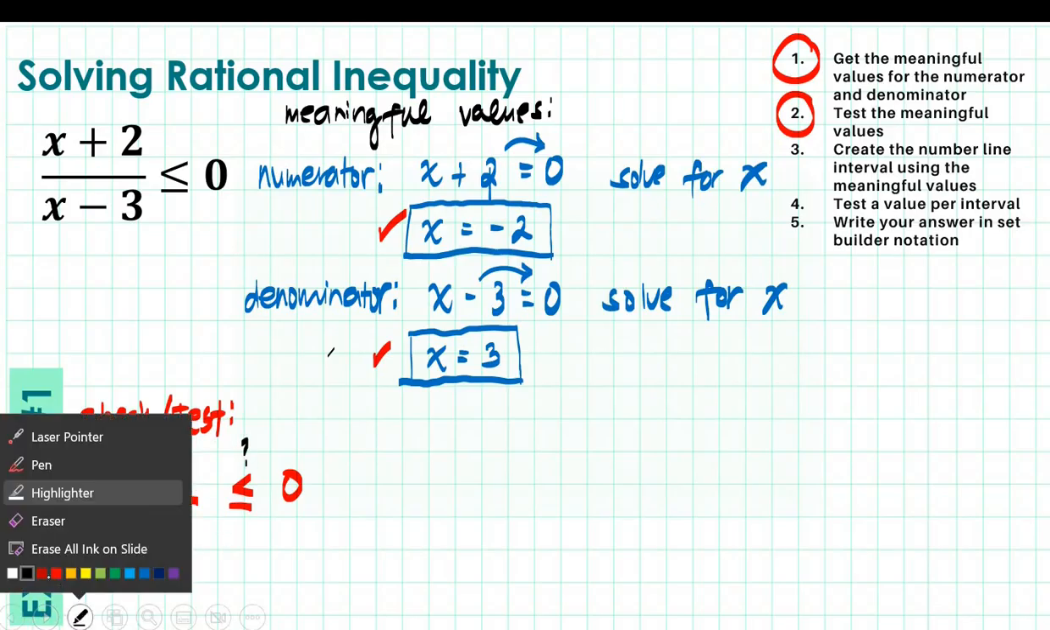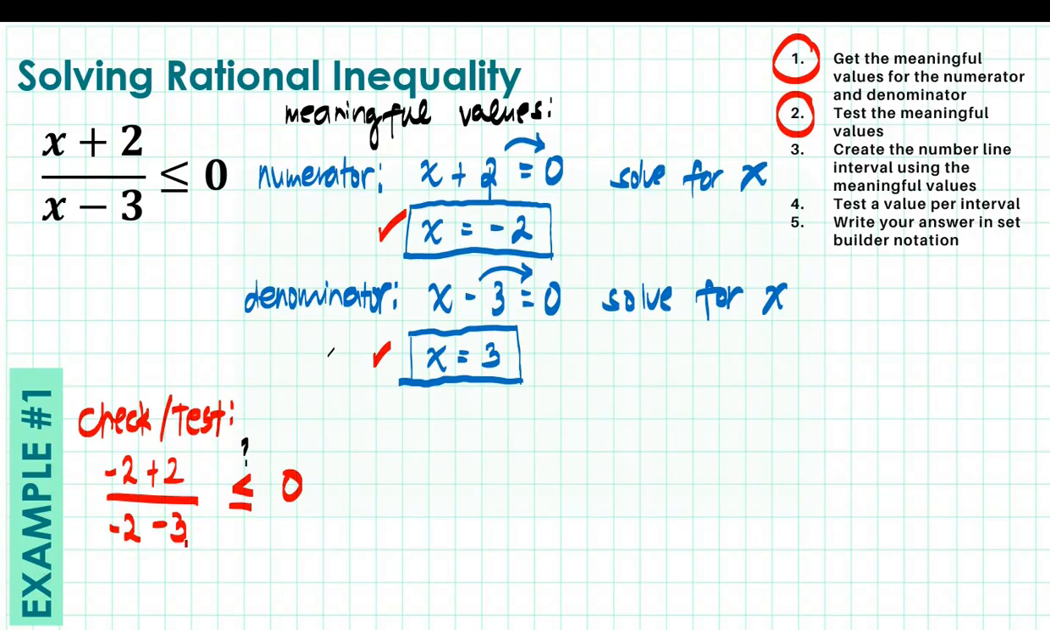Now, simplifying further, if you input this whole expression on your calculator, you'll get 0 over negative 5. And 0 over negative 5 will simply give you 0, which may not be less than 0, but it is equal to 0.